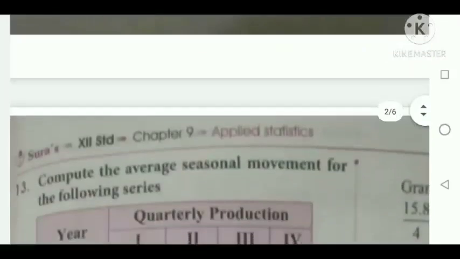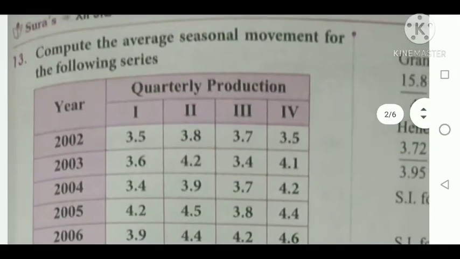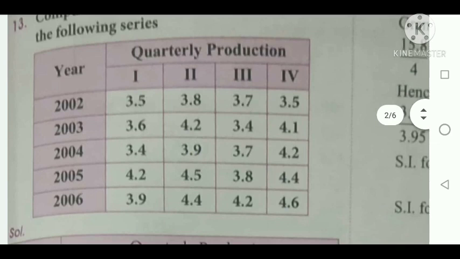Okay, so here is the 13th sum. Compute the average seasonal movement for the following series. Here the years are given: 2002, 2003, 2004, 2005 and 2006, whereas the production is quarterly. Quarterly means 3 months.